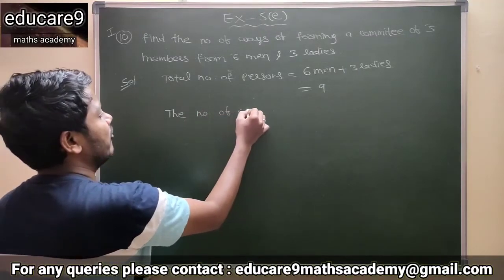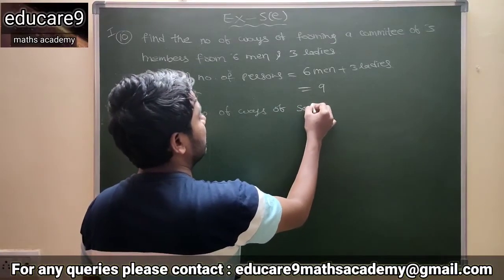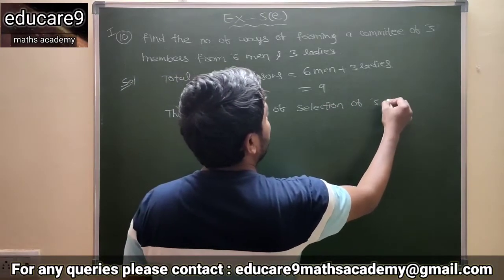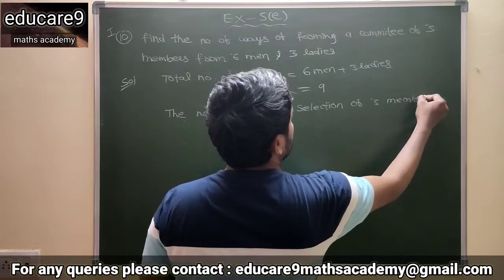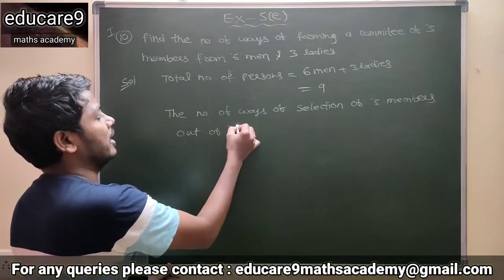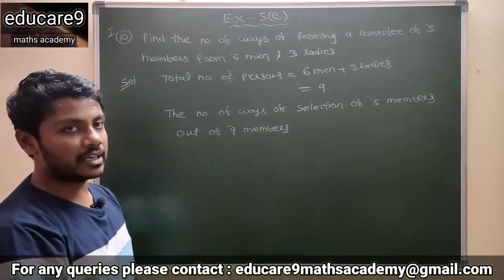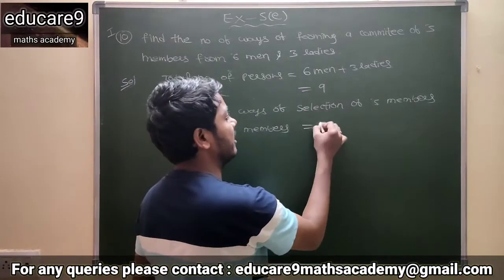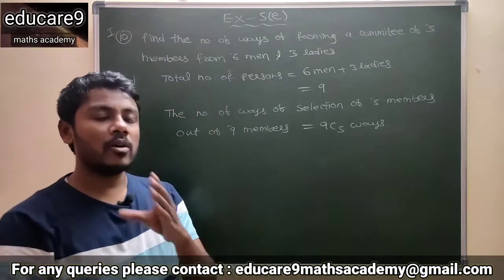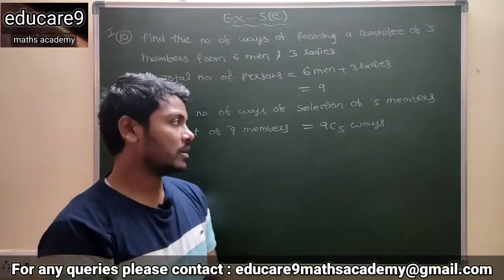The number of ways of selection of 5 members out of 9 members. Okay, so it is clear that this is what 9C5 is. To select 5 members out of 9 is simply 9C5.